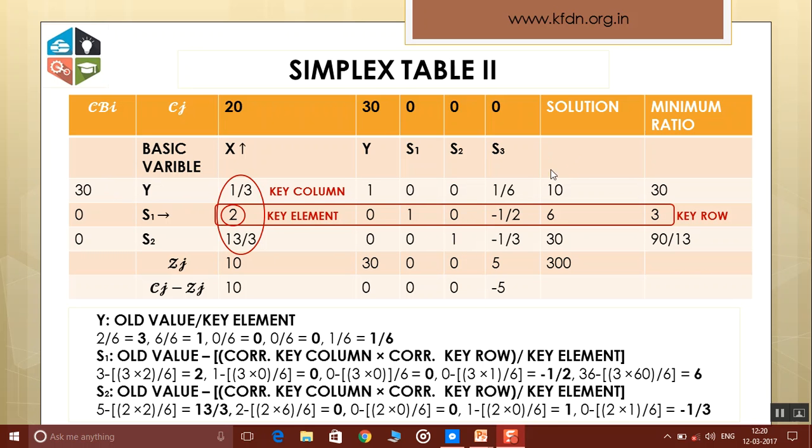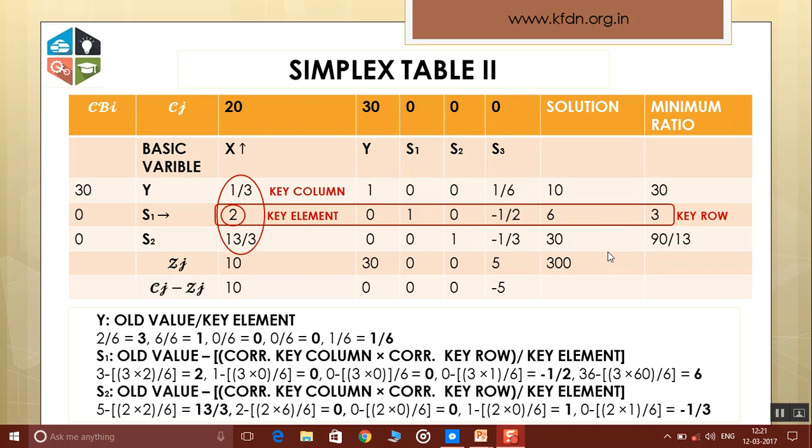30 into 1 by 6 equals 5. 0 into minus 1 by 2 equals 0. 0 into minus 1 by 3 equals 0, which equals 5 plus 0 equals 5. 30 into 10 is 300. 0 into 6 is 0. 0 into 30 is 0, which equals 300 plus 0 equals 300.